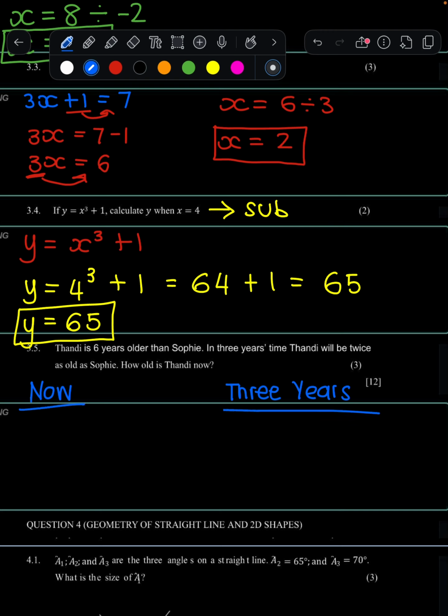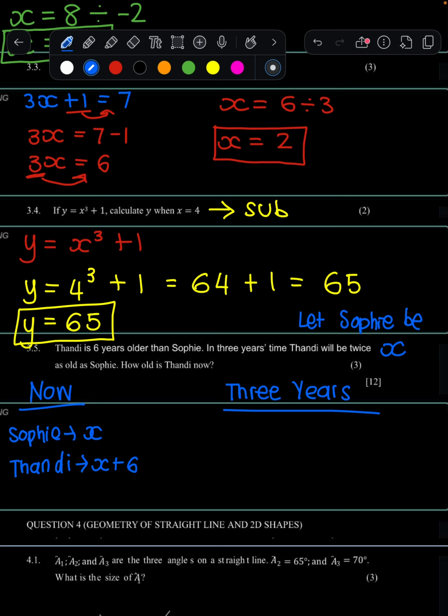So I'm going to say, let Sophie be X. So the current situation is Sophie is X years old. And Tandy, they tell us, is 6 years older than Sophie. So she has to be X plus 6.